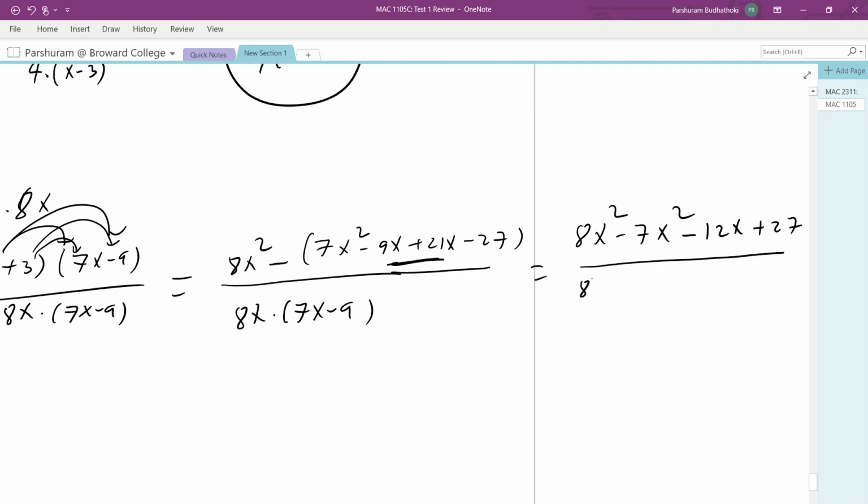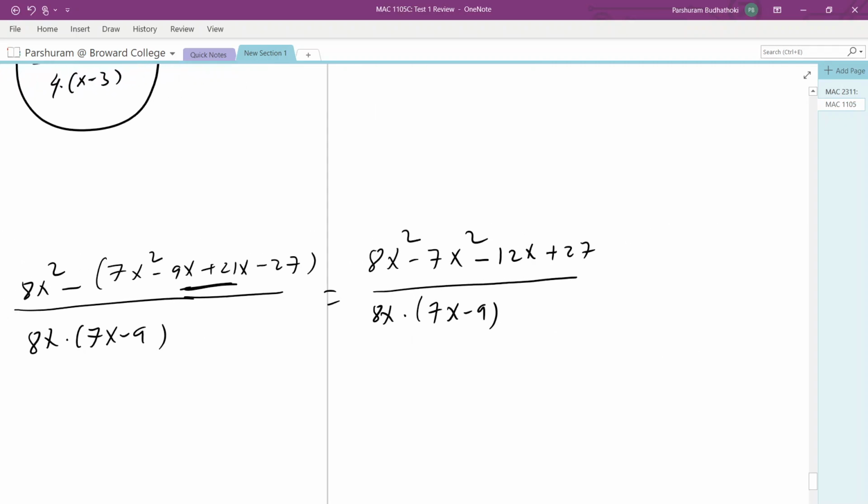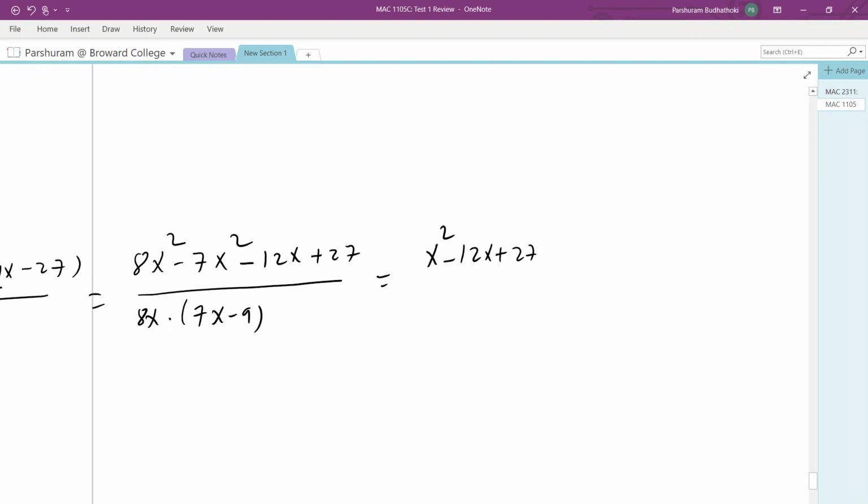So on the bottom there is 8x times 7x minus 9, and on the top we can go further. 8x squared minus 7x squared is x squared minus 12x plus 27, and on the bottom part it's 8x times 7x minus 9.